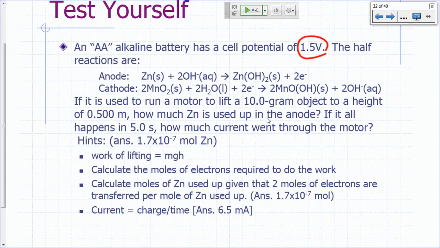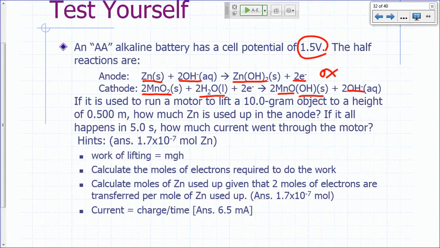Now, a AA alkaline battery has a cell potential of 1.5 volts. Same thing with a AAA. So if you measure the voltage across the positive and negative terminal of your battery, it's going to be 1.5 volts. And these are the reactions involved there. Zinc plus 2 hydroxide gives you zinc hydroxide plus 2 electrons. That's oxidation at the anode of your alkaline battery. And then in the cathode, the reaction is manganese dioxide plus water gives you MnOOH plus 2 hydroxide. Those are the two half reactions that occur in your alkaline battery.